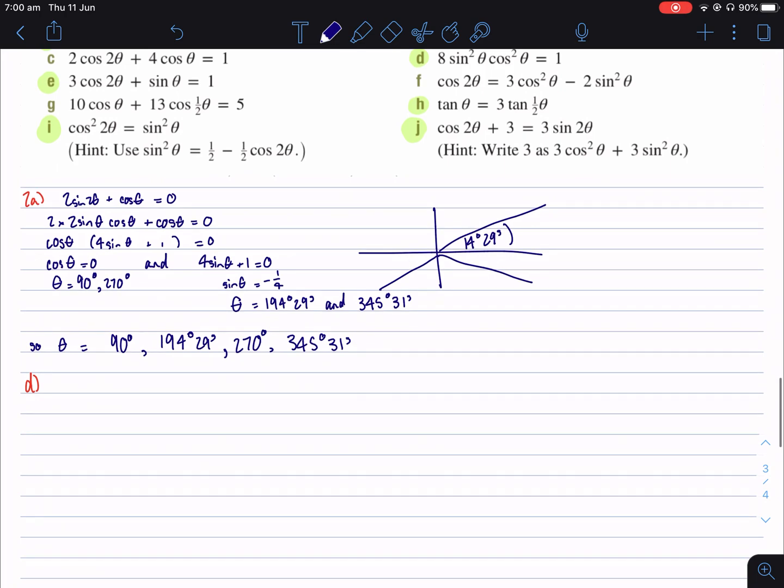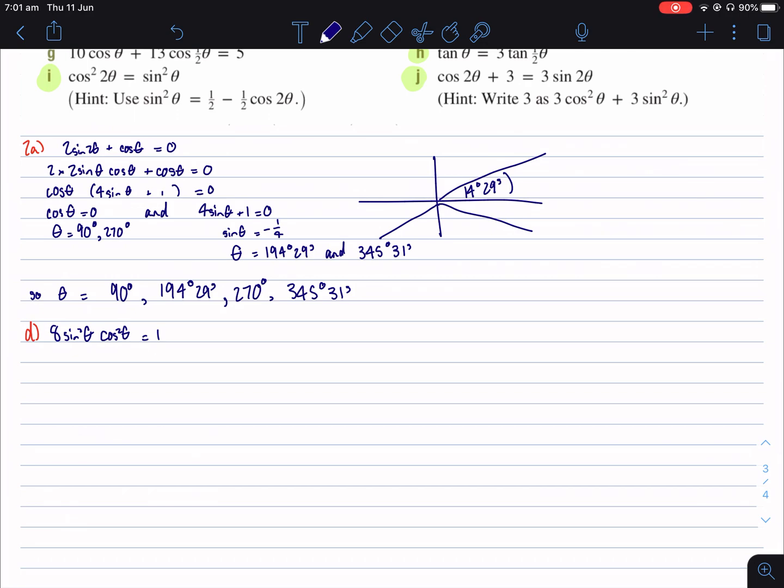The next one I'm doing is D. So we've got 8 sine squared cos squared equals 1. Now I know this is the same as 8 times sine theta cos theta squared. Now instead of the 8, why don't I chuck the 4, so 2 squared. I mostly did this because I know that this is now sine 2 theta. So that was a handy one. So sine 2 theta equals a half.